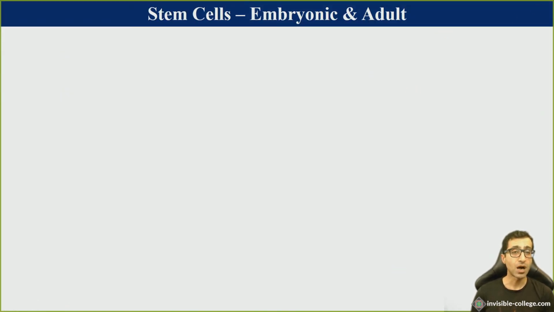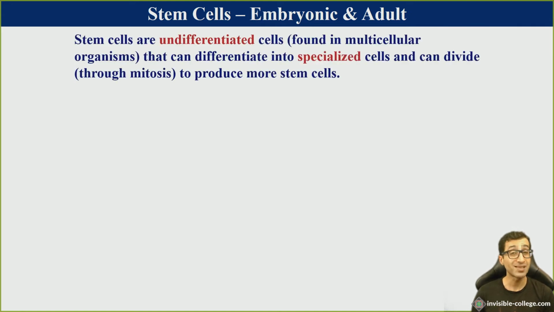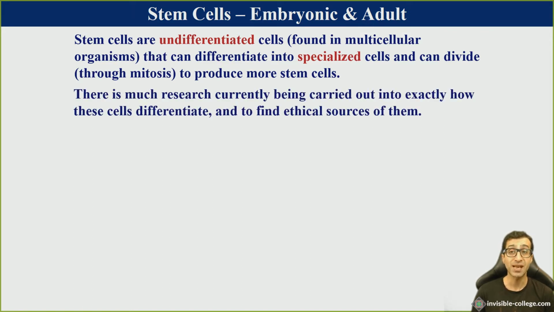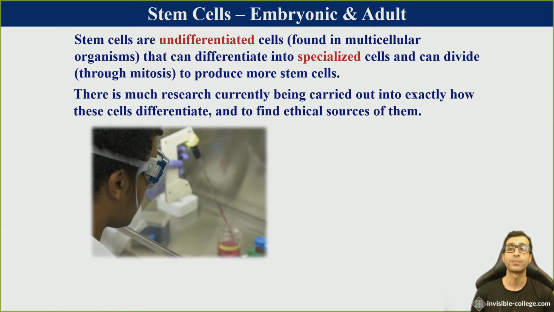So stem cells are undifferentiated cells which are found in multicellular organisms, and these can differentiate into specialized cells, which can then divide through mitosis to produce more stem cells. There's much research being done into the applications of stem cells because they have huge potential for medical therapeutics. There's a lot of research being done into exactly how these cells differentiate and under what conditions you can make them differentiate into the cells of specific tissues. And the other aspect of this is, where do we find ethical sources for these stem cells?